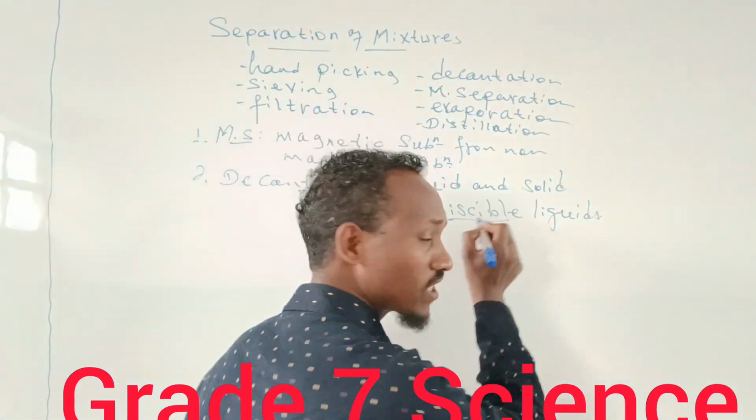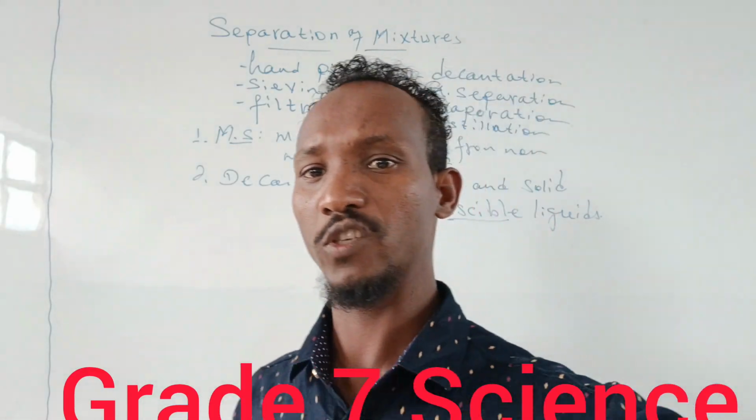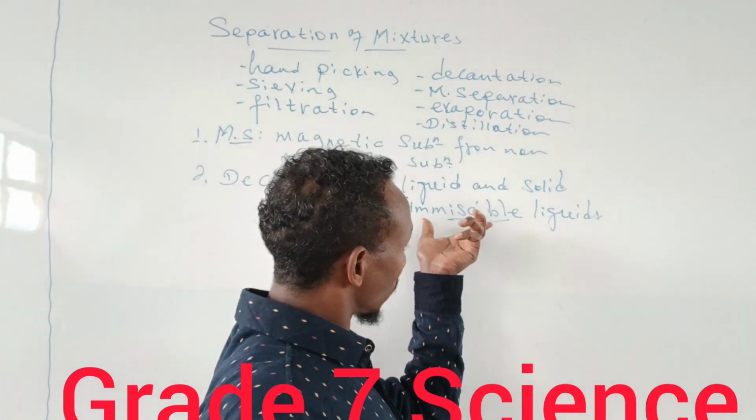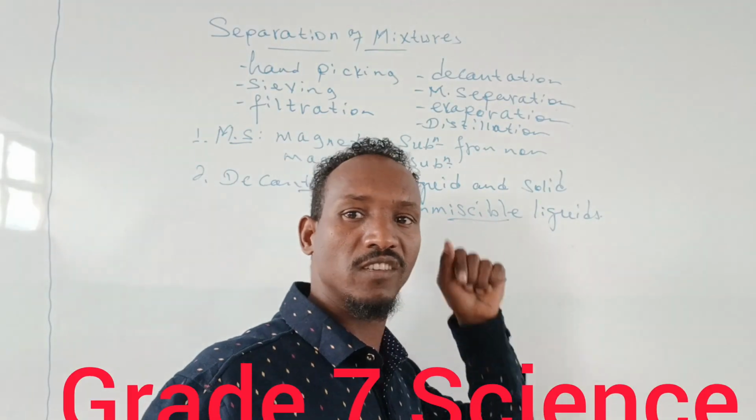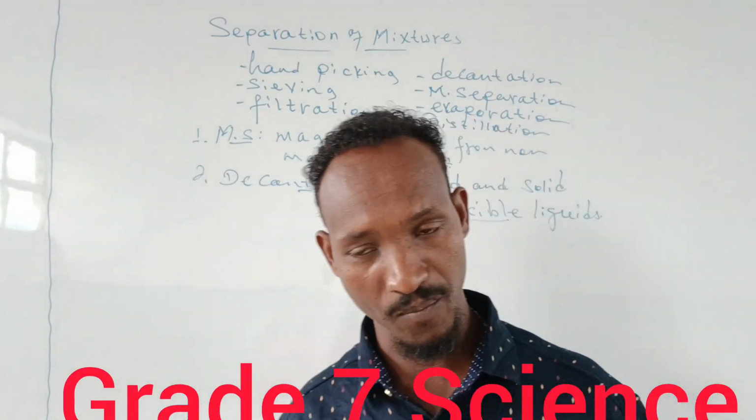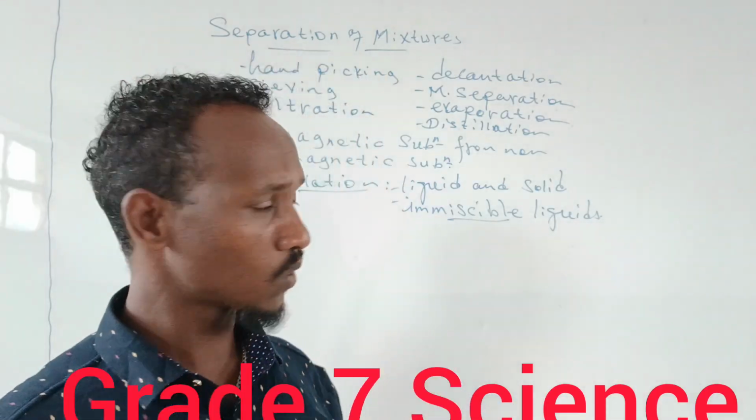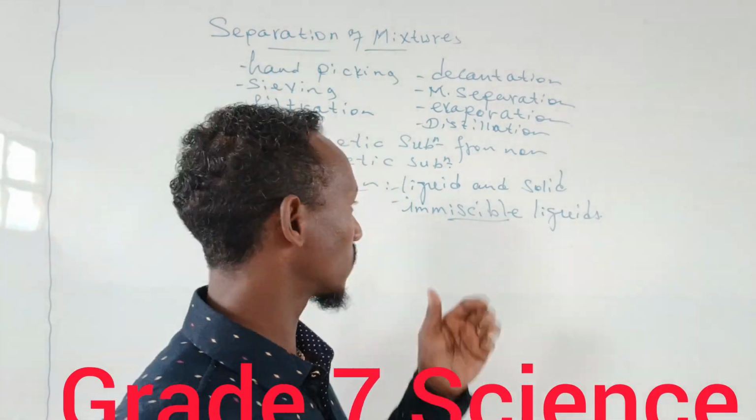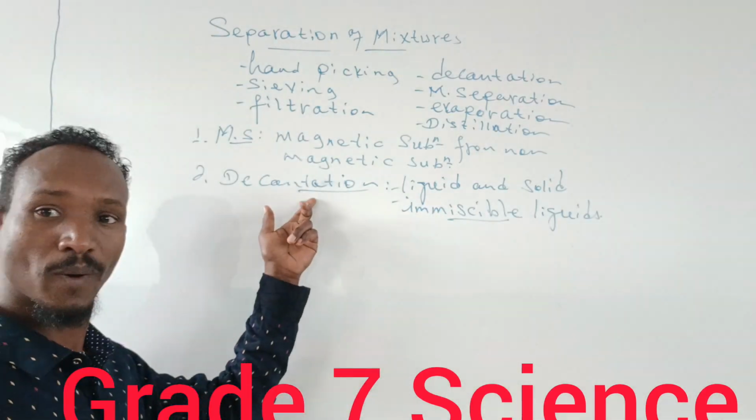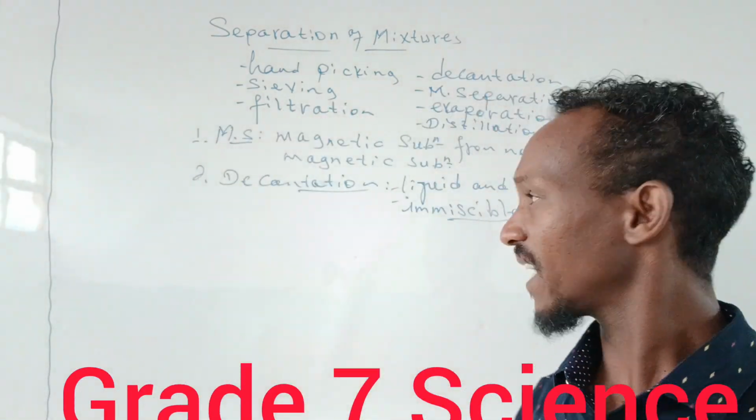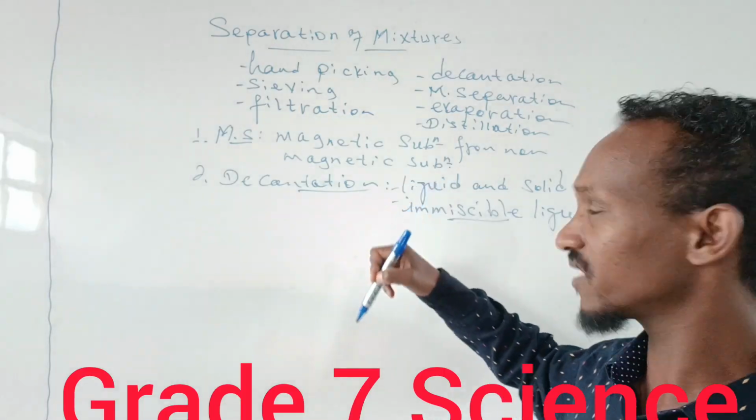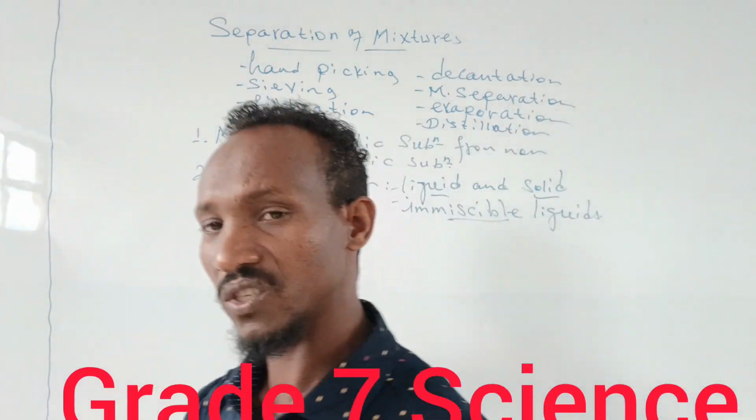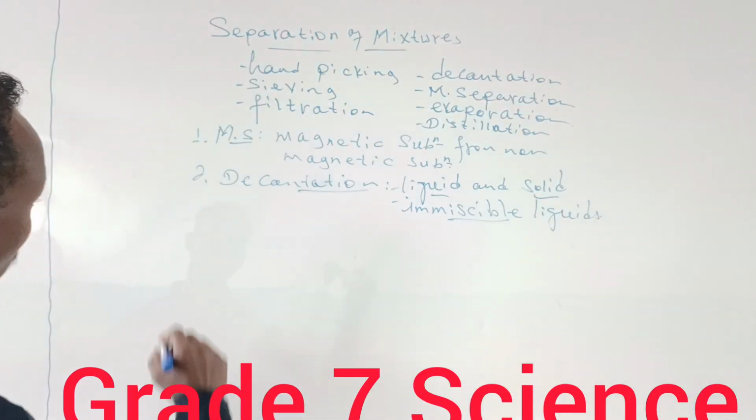What do these immiscible liquids mean? Immiscible liquids are two liquids which do not dissolve in each other. Liquids which do not mix with each other are said to be immiscible liquids. Don't forget the word immiscible. So these immiscible liquids can be separated by using decantation. Decantation is a method used to separate liquids from solids, and two immiscible liquids can also be separated by decantation.